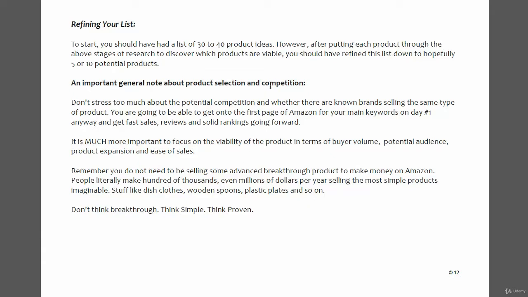Now, after you've completed all this research, you will have to see which products you can potentially move forward with. Doing all this research will obviously eliminate a lot of products, but if you had 30 to 40 products to begin with, perhaps after doing this you might have 5 or 10 that you could potentially move forward with. Okay, so that's all for this video, and we will move on to the next stage.